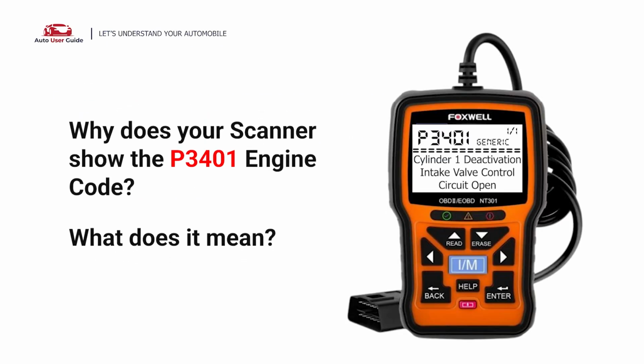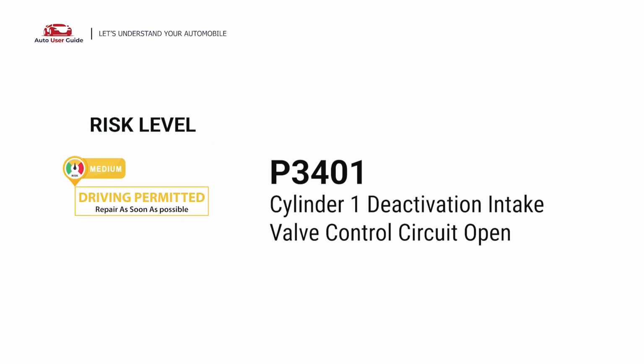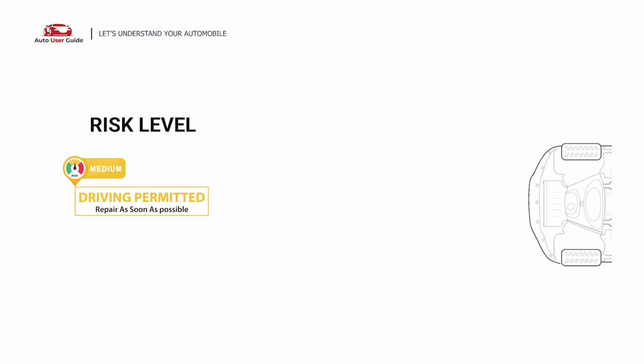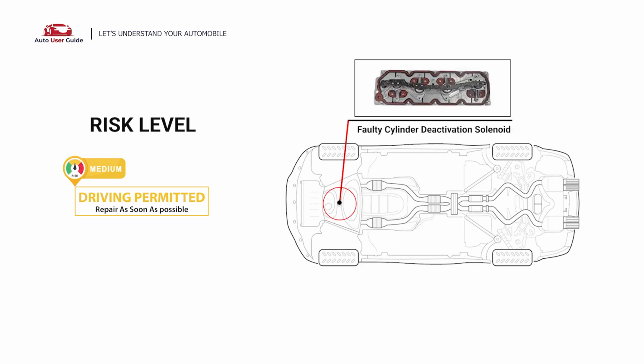Why does your scanner show the P3401 engine code? What does it mean? P3401 is a diagnostic trouble code for cylinder 1, deactivation intake valve control circuit open. This engine code indicates cylinder 1, deactivation intake valve control circuit open error.